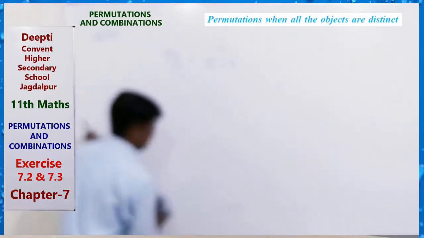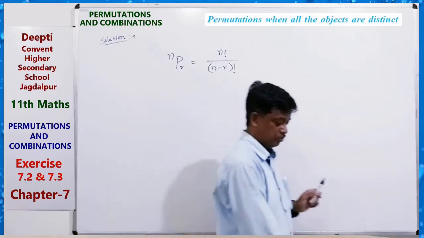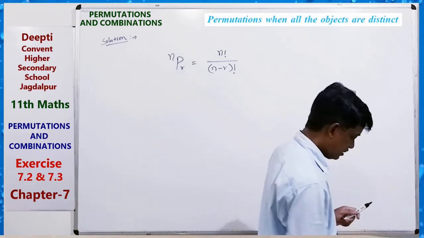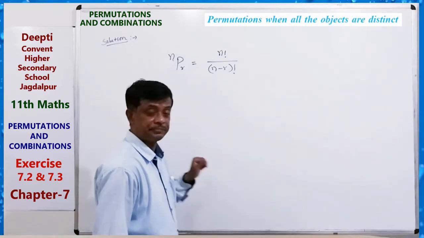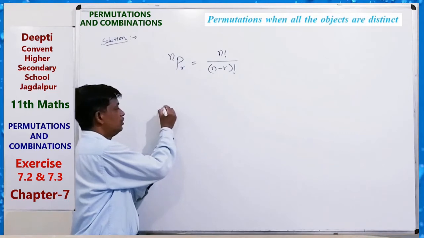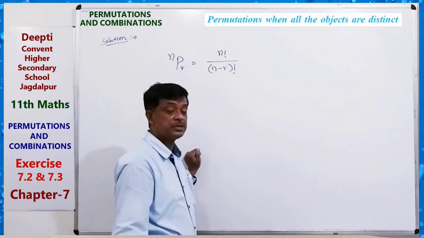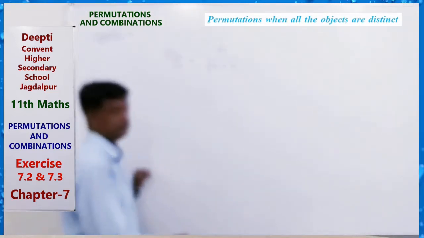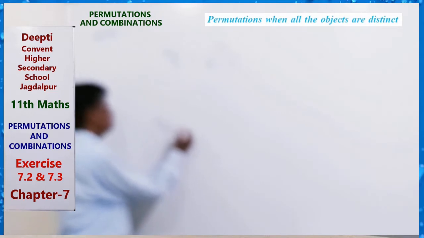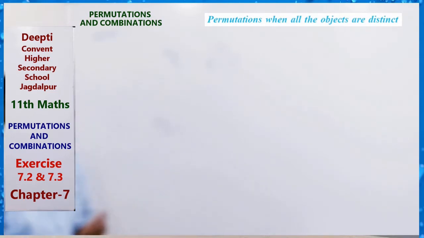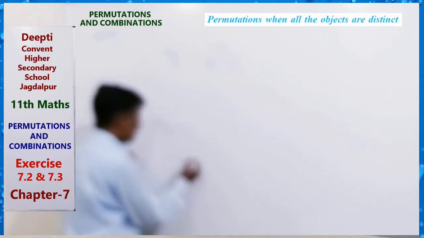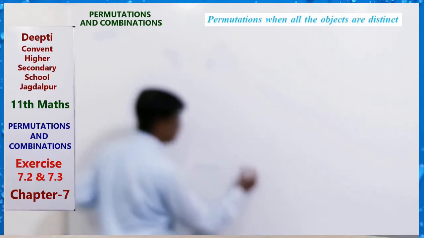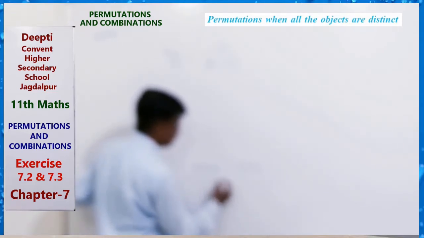Now we want to find the value when repetition is allowed. Repetition is allowed, then what? nPr, when repetition is allowed, means r places can be filled with n objects up to r times. How many times? r times. That is n to the power r.